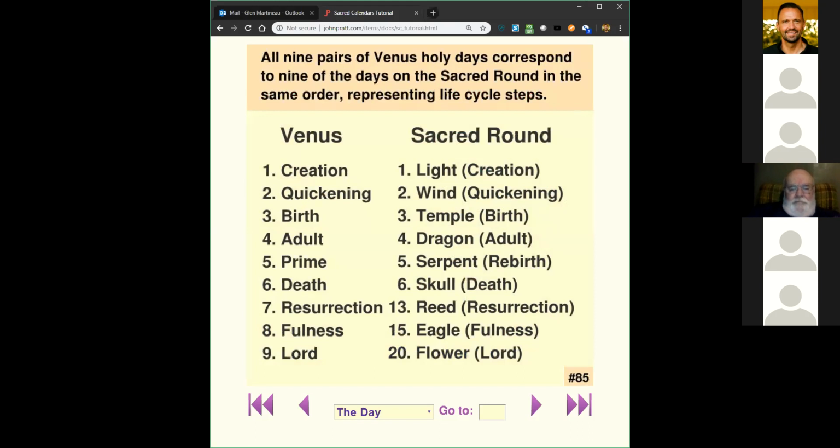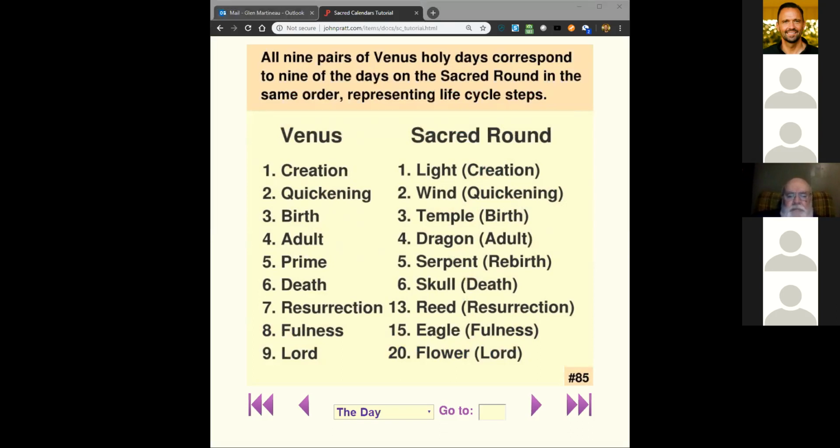The creation is like light, and this conception, we talked about how light is like the spark of conception. And I just learned, by the way, a few days ago that at real conception, there is a flash of light. I've always heard of the spark, but I guess I missed somewhere that there really is light given off at conception. Quickening is the wind that spirit enters. Birth is like temple. Adult is dragon. That's where evil enters.